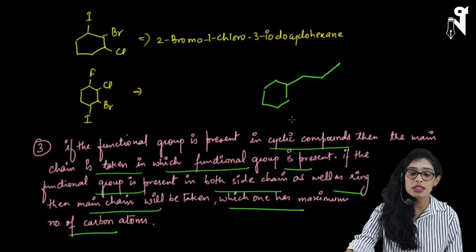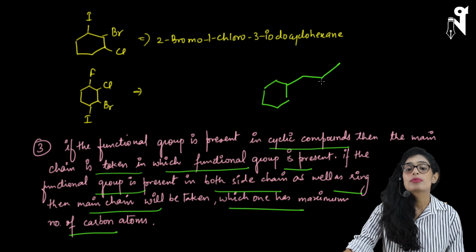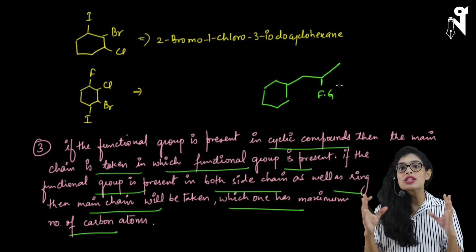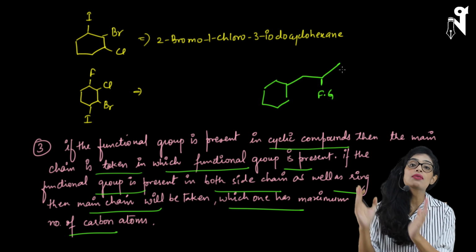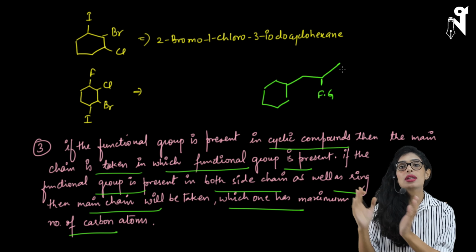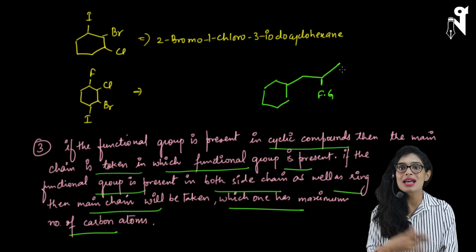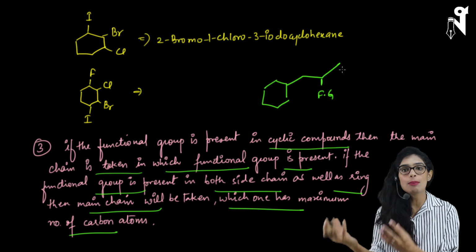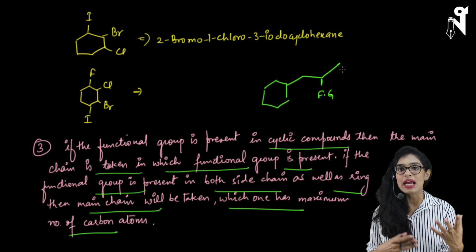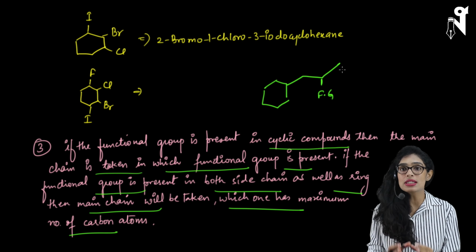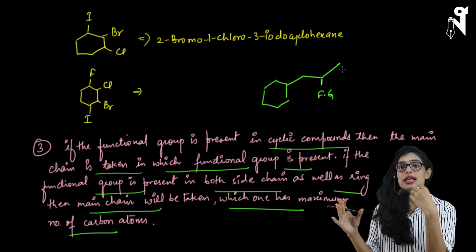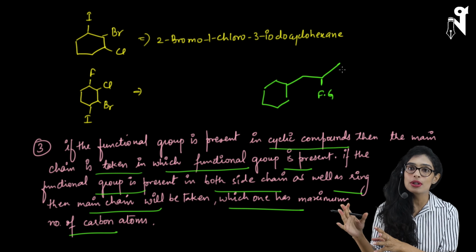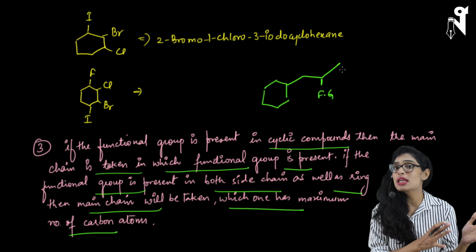Here Fg is nothing else but the functional group. If the functional group is present on the open chain, then irrespective of the size of the open chain, my open chain will act as the principal chain or the parent chain. Why? Because it has an additional important thing, that is the functional group. It can be a functional group, a double bond, a triple bond, chlorine, bromine, iodine, anything. Whatever is present on the open chain, if it is an unsaturation or a functional group, then the open chain will be taken as the primary chain. If it is in the cyclic chain, then the cyclic chain will be taken as the primary chain.